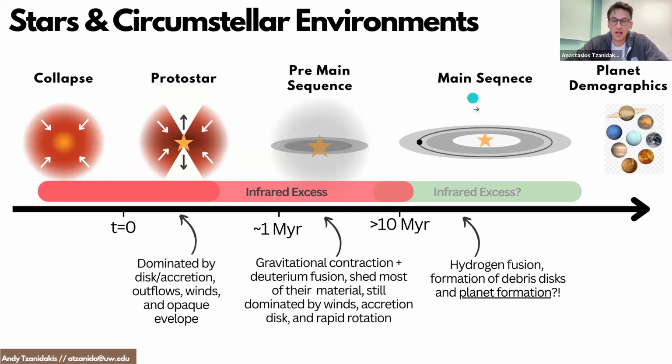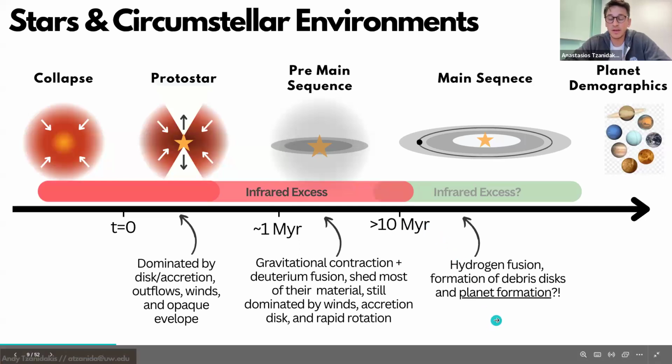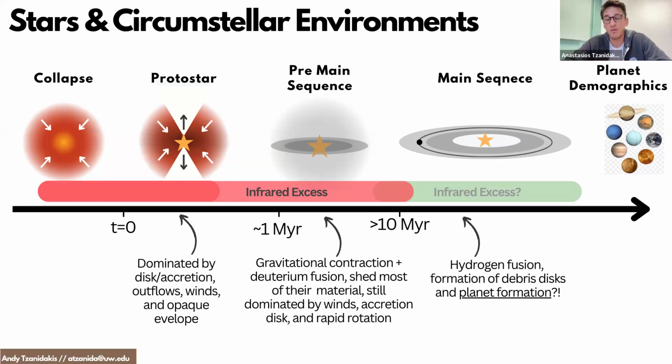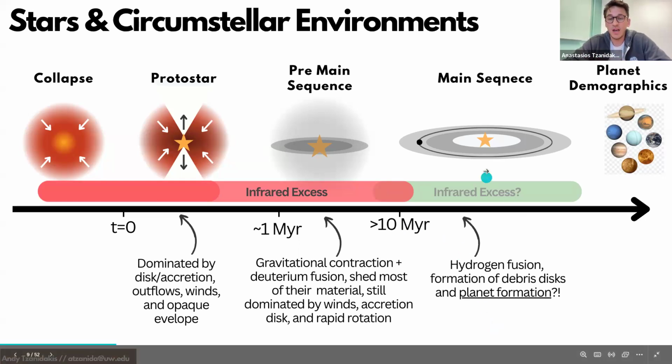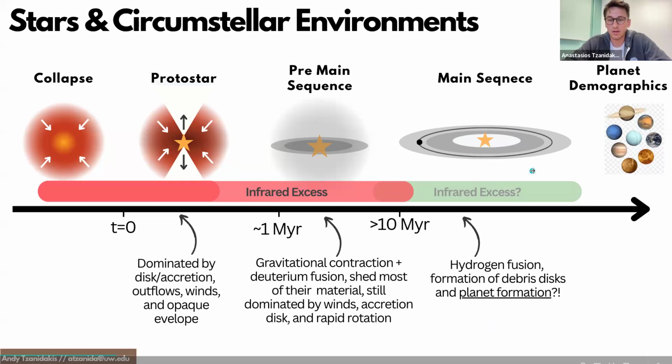This is where I think there's a lot of interesting work that needs to be done in trying to understand this transition between the pre-main sequence and the main sequence, and how that ultimately leads to planet demographics. After this 10 million year mark, we think debris disks begin to form and planet formation begins. These are the stages where we need to think carefully about how this leads to the current exoplanet demographics, but also how it goes between the transitions of the pre-main sequence and main sequence phase of material.